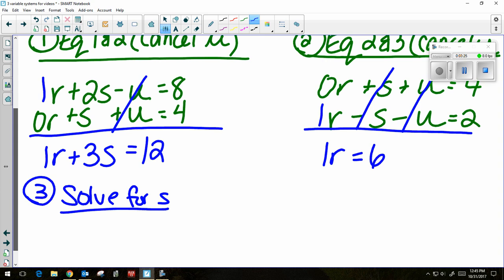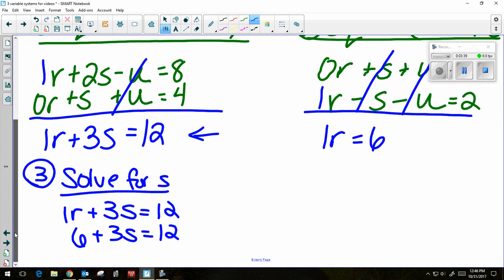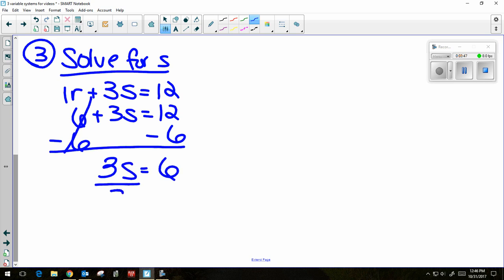I'm going to use the equation from step 1 right here: 1r plus 3s equals 12. But we just said that r equals 6. So 6 plus 3s equals 12. Now I can solve for s. I'm going to subtract 6 on both sides. 3s equals 6. Divide by 3. So s equals 2. And now I need to solve for u.